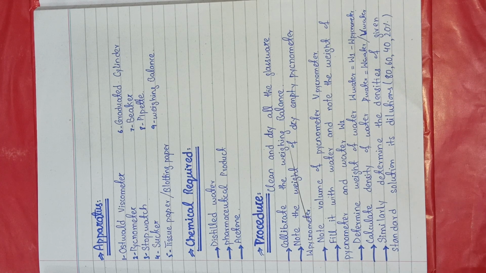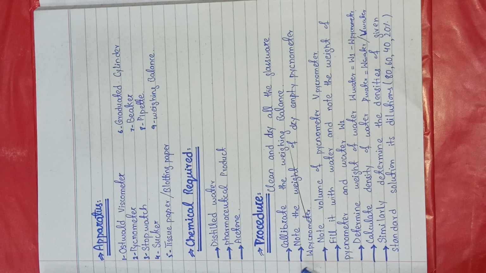So now we discuss the procedure for that experiment. The first step of this experiment is to clean and dry all the glassware which you are going to use in that practical. Second, you have to calibrate the weighing balance and make it accurate. If it has some error in it, you have to change it or use some alternative of it.